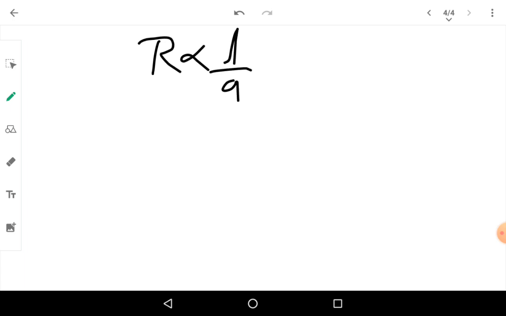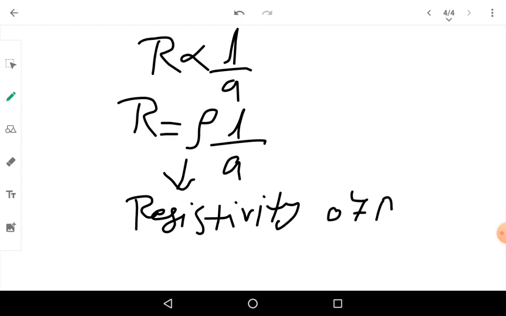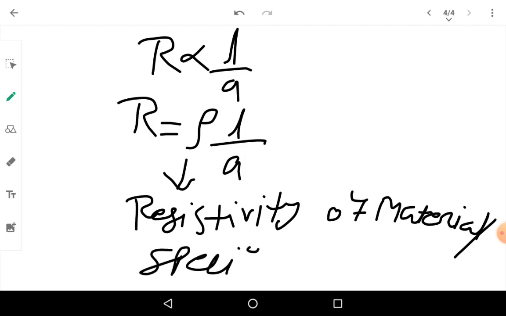We know that when proportionality is removed, then R equals rho L upon A, where rho is known as the resistivity of the material. Or we can say that rho is a constant depending upon the nature of the conductor and is known as specific resistance.